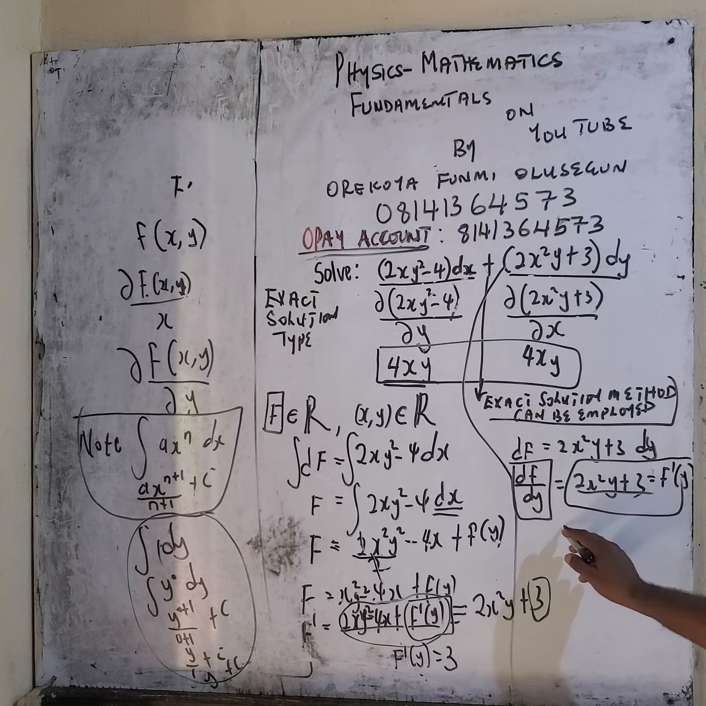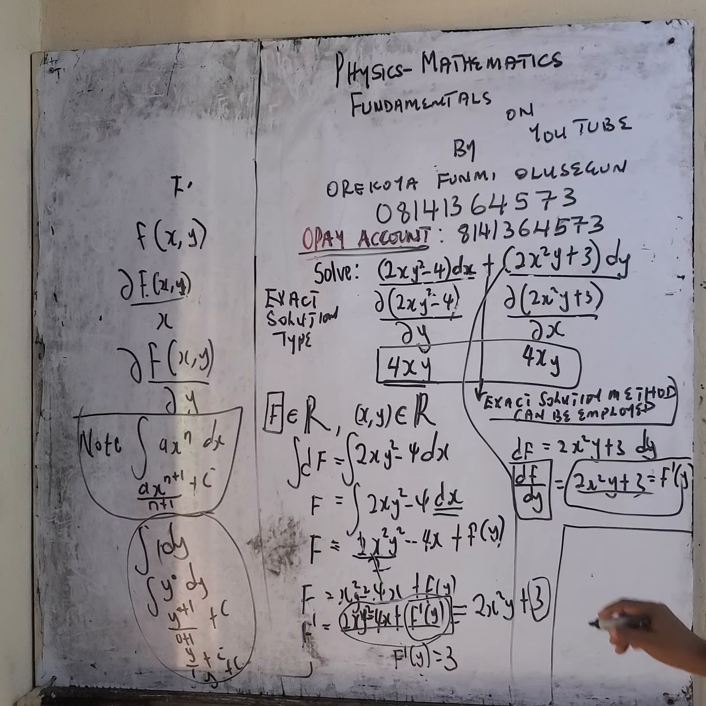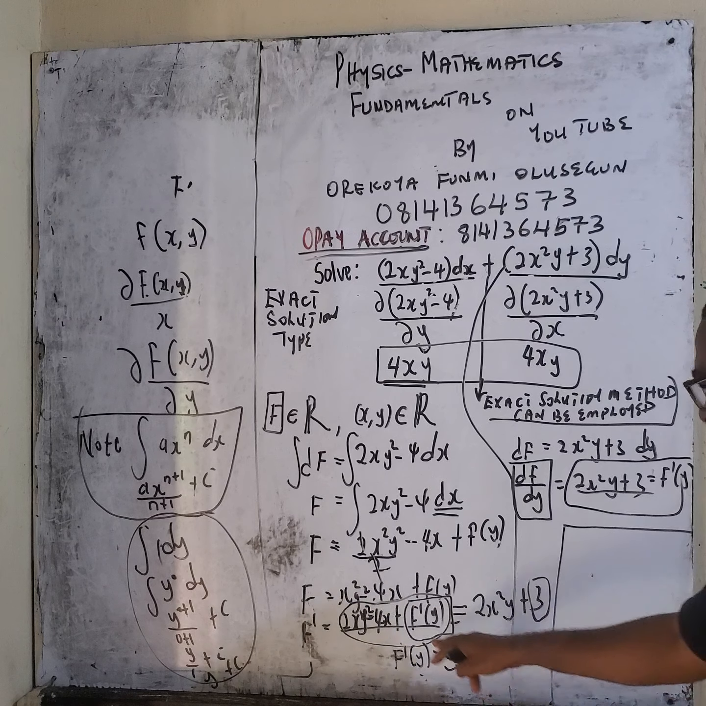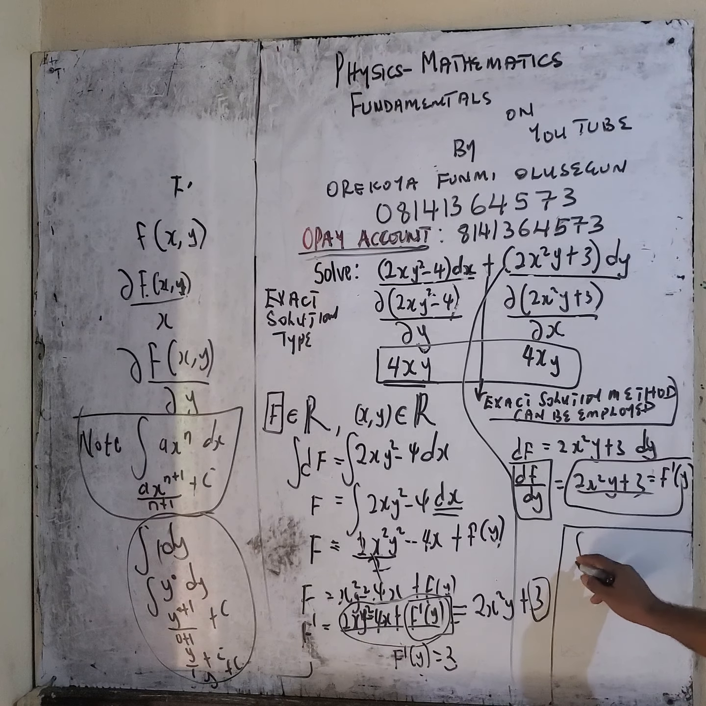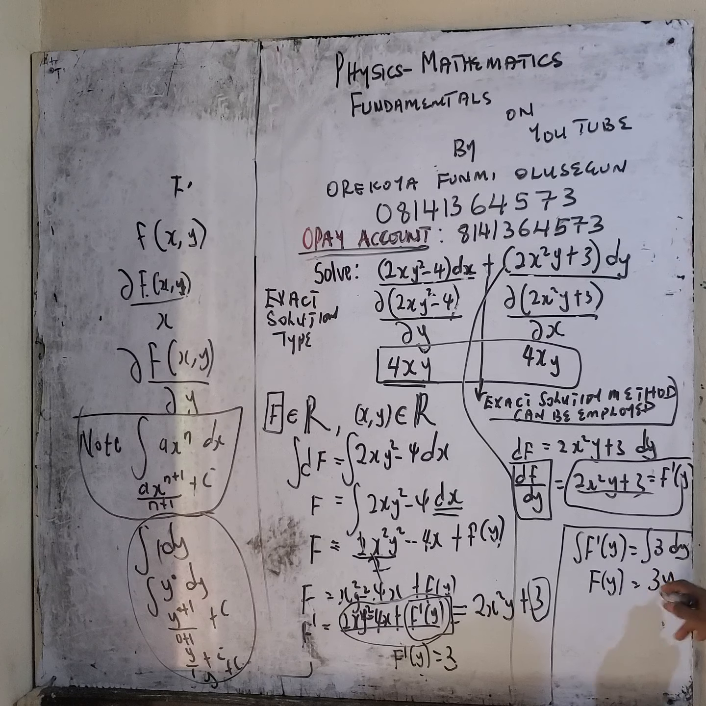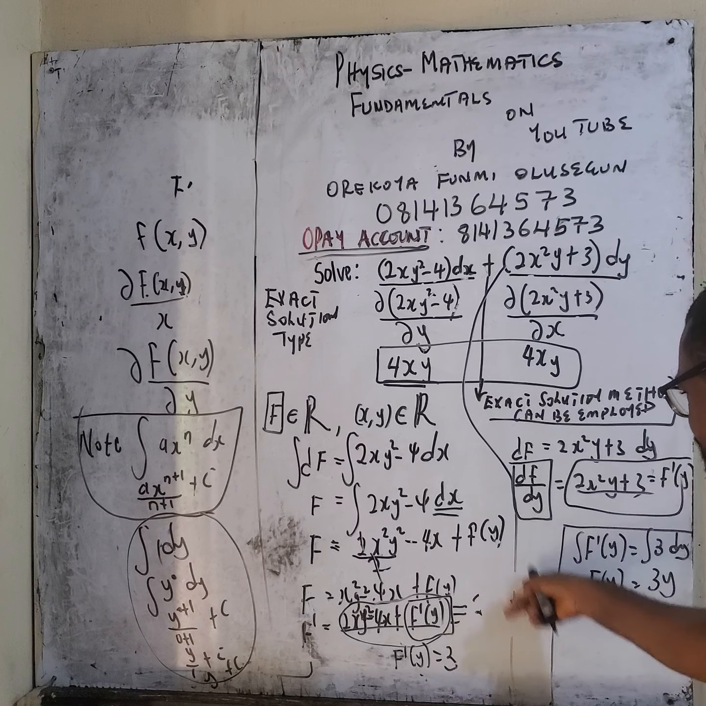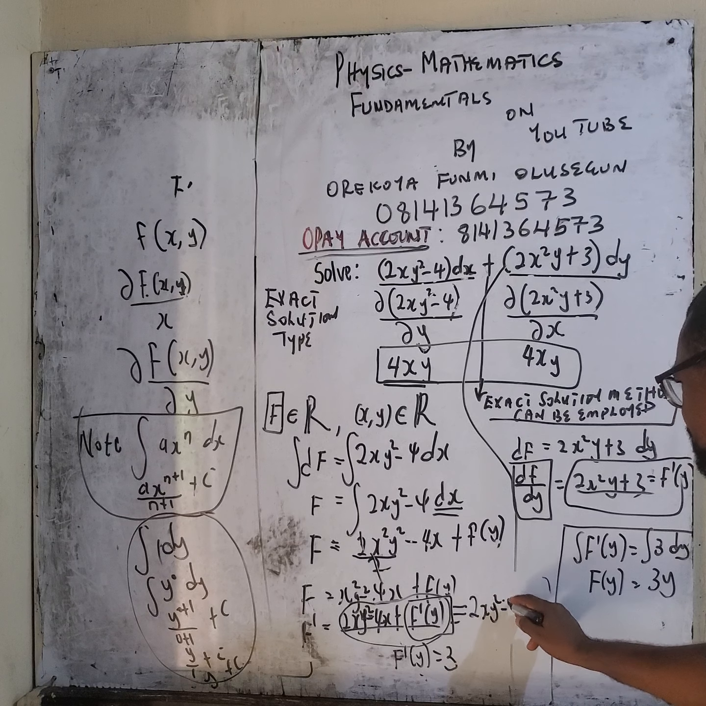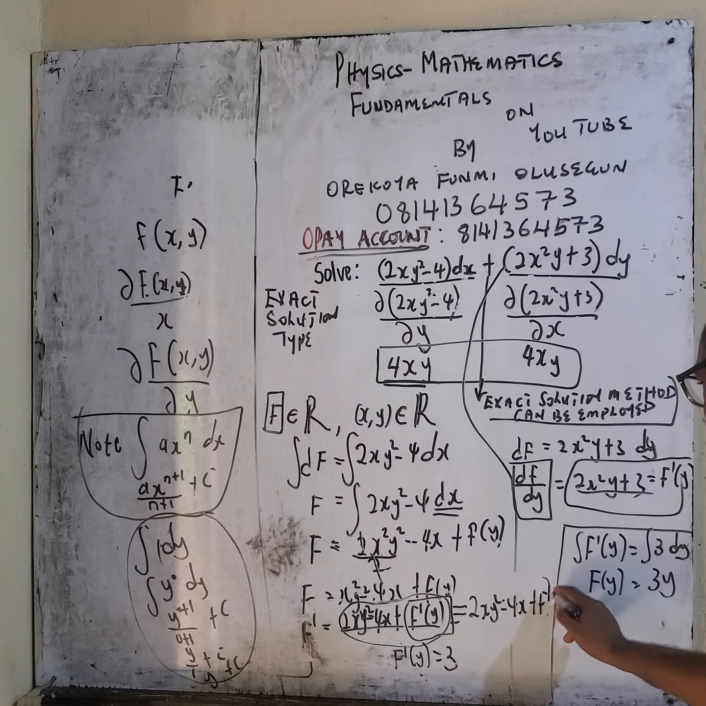So in a nutshell, since we have gotten our f prime of y to be 3, we need to get f of y. That means we are going to integrate f prime of y, and it's going to be the integral of 3 dy. When you integrate f prime of y, it's going to give you f of y, and if you integrate this one, it gives you 3y. So we now put our 3y into this place.